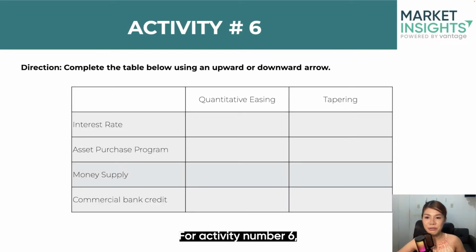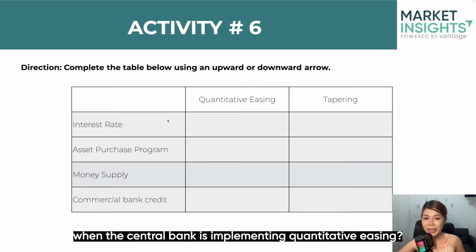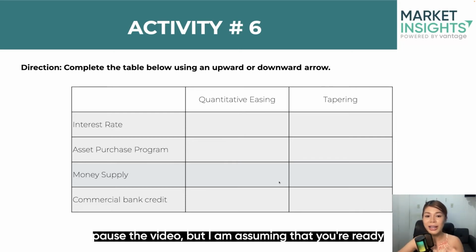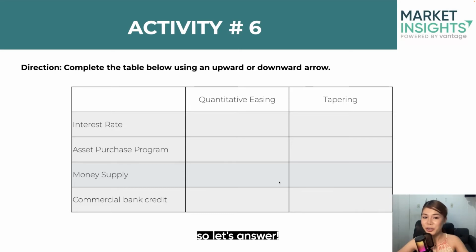For activity number 6, all we have to do is complete the table below using an upward or downward arrow. For example, quantitative easing, interest rate. What happens to the interest rate when the central bank is implementing quantitative easing? Is it going up or going down? Next, asset purchasing program under QE, and so on and so forth. If you need time, again, pause the video, but I am assuming that you're ready, so let's answer.